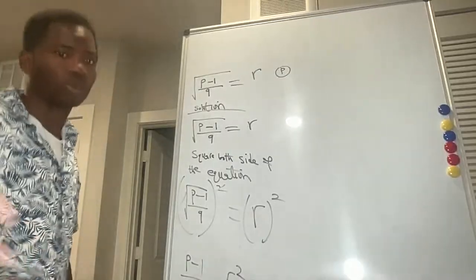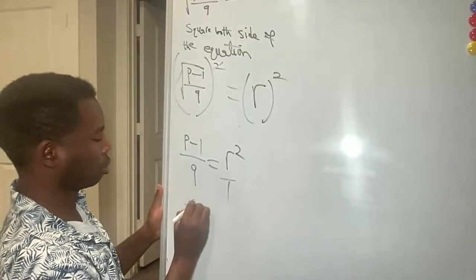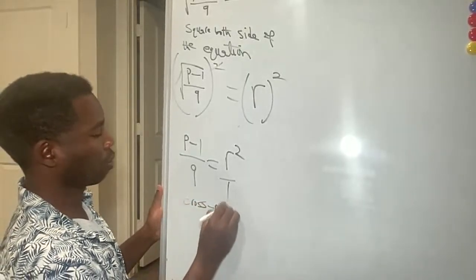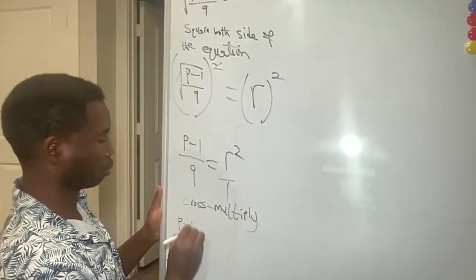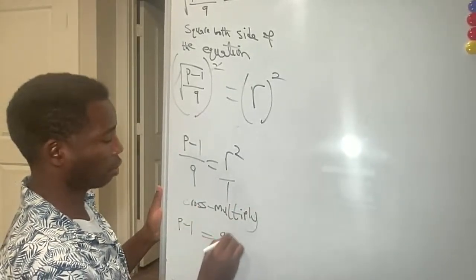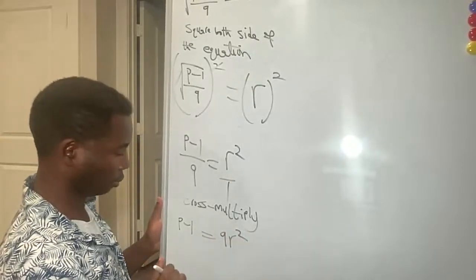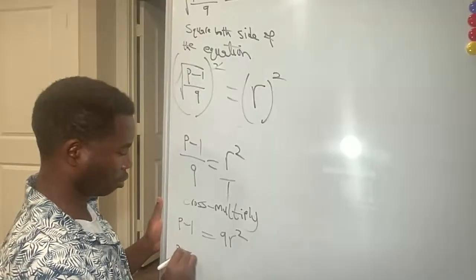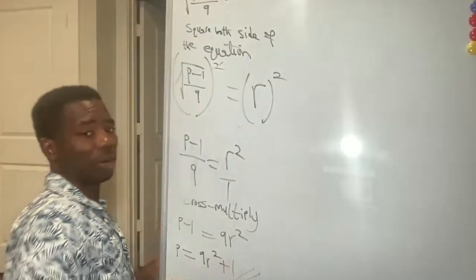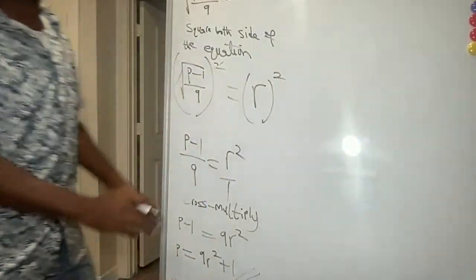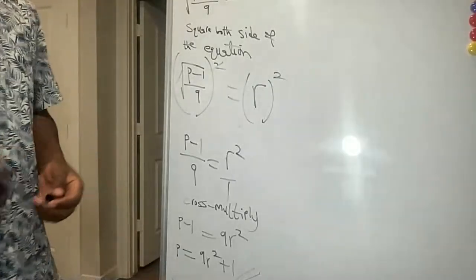Next thing we need to do is to cross multiply. We cross multiply at this point, and we have p minus 1 is equal to 9r square. So we have p is equal to 9r square plus 1. This is our answer.